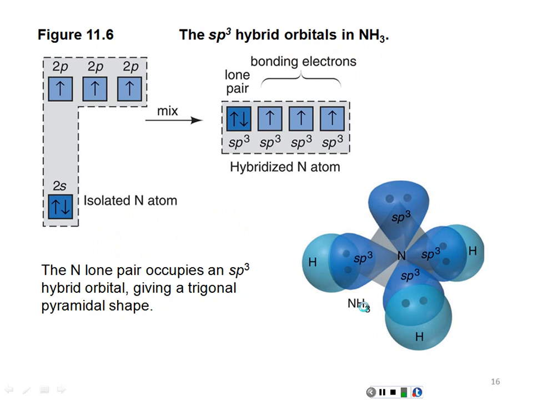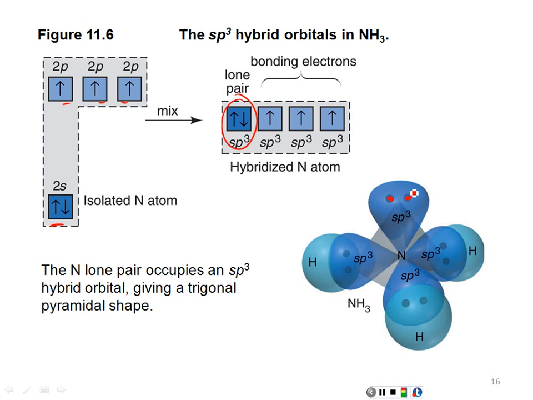Another example of an sp3 hybridized orbital would be NH3. Now nitrogen, the nitrogen atom, has 1 more electron than carbon. So we start with 5 valence electrons. When we fill the hybridized orbitals now, we're going to get one that is filled. And what that becomes is this lone pair that's on NH3.